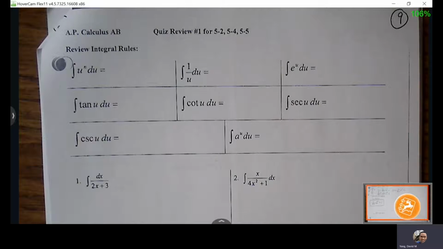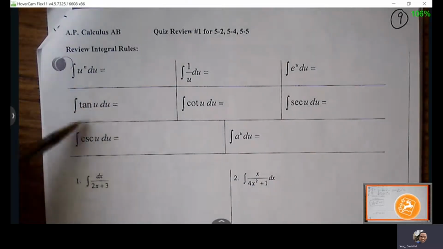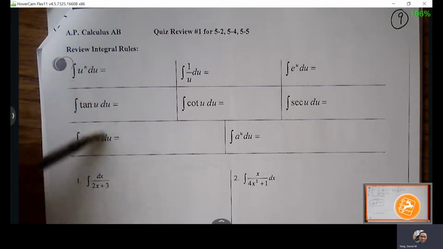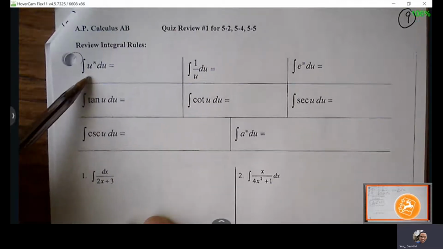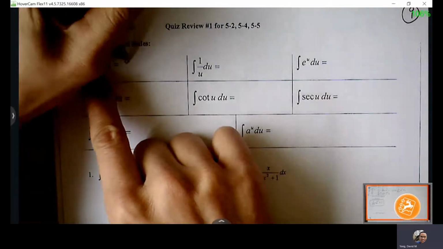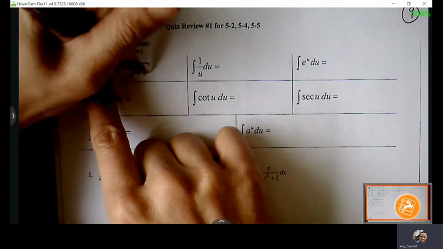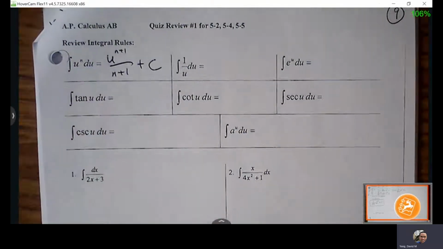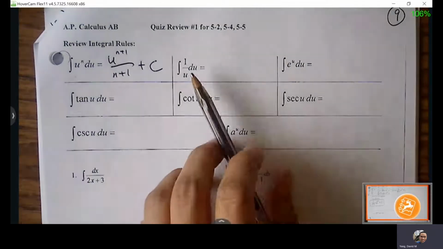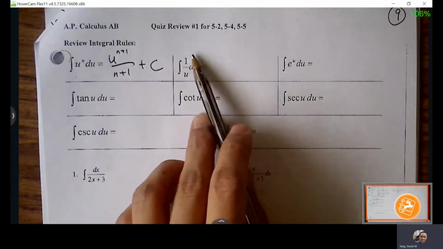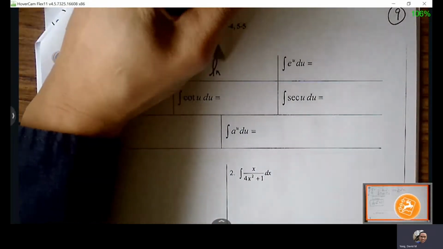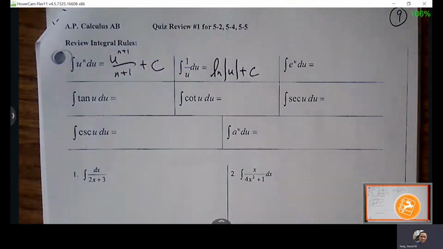Okay, I like to start at the very top and just start going over some of the rules that we're going to have to be able to memorize for the quiz. So these are the major ones and also the new ones here. This first one is just power rule, right? u to the n is just u to the n plus 1 over n plus 1 plus c. We add 1 to the exponent and divide by the new exponent. 1 over u is the exception to the power rule. If it's u to the first power in the denominator, we have natural log to handle this rule. e to the u is just e to the u.